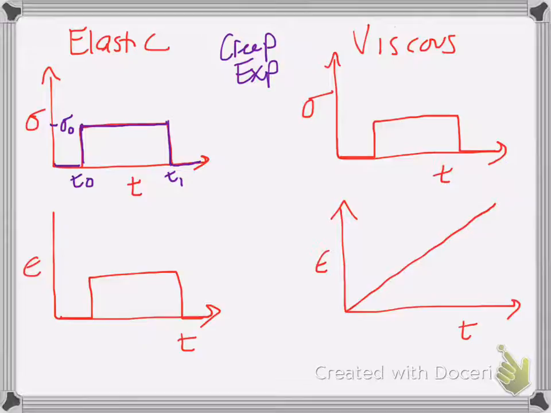If we do that for the spring model, then because the strain is directly related to the stress, we end up getting 0 strain until the stress turns on. We get a strain up to a certain point. Then we maintain that until the stress turns off, and then it drops back to 0. So this is our recoverable amount of strain.